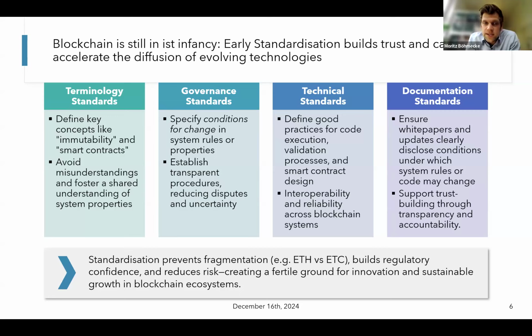And a huge part are, of course, technical standards. Probably most of you think about this when they think about standards in this context, which define good practices, code execution, reference architectures, interoperability frameworks, etc. But in the case of blockchain specifically, we also have to highlight documentation standards, because many protocols are introduced with white papers. Here it's really useful to have documentation standards on how to describe and disclose conditions under which system rules or code may change. This supports trust building through transparency and accountability. And this is a general message: standardization builds trust.